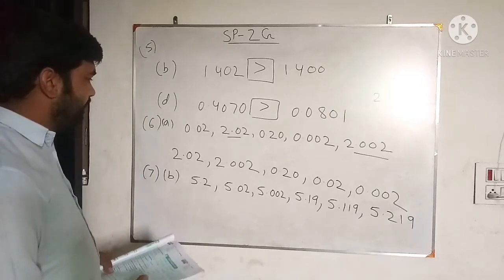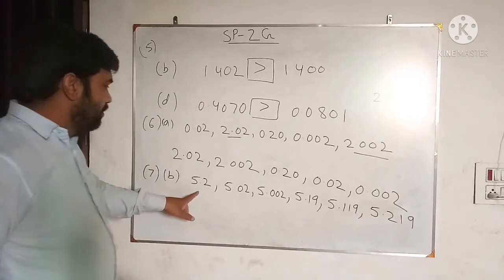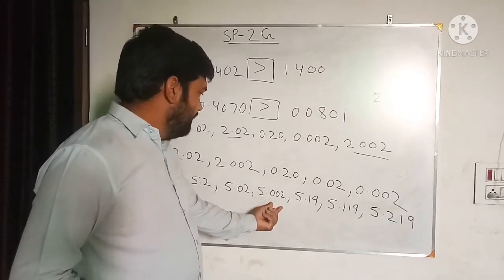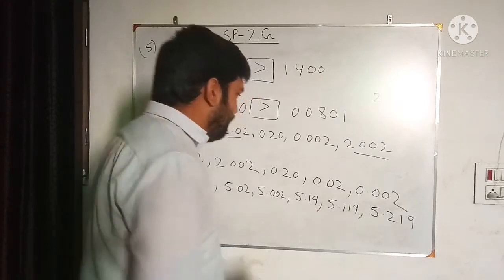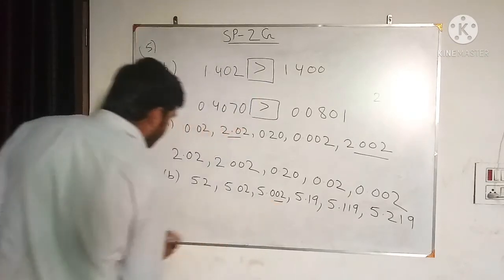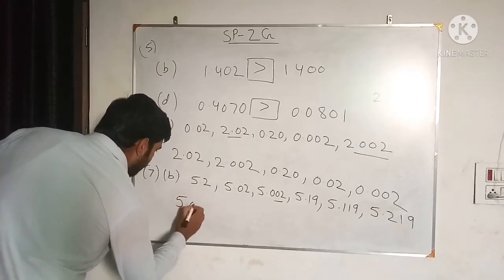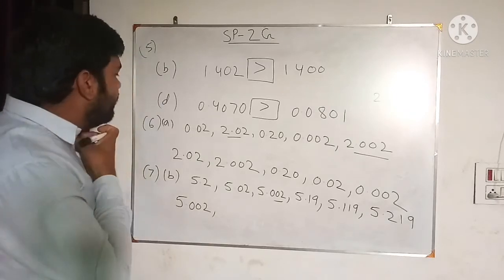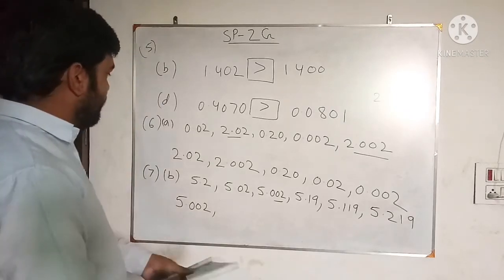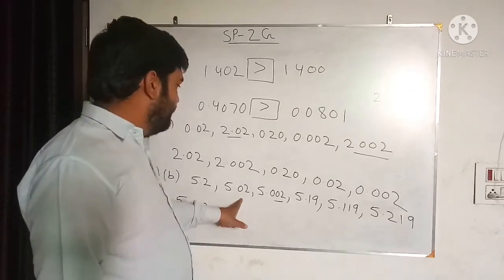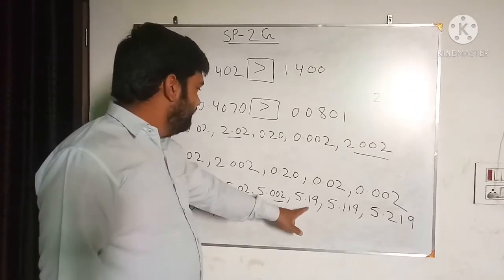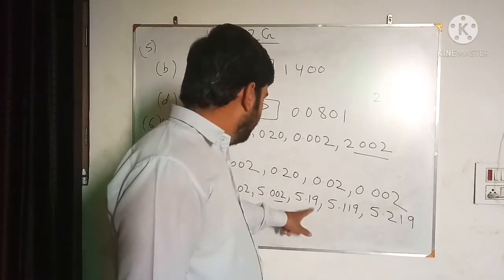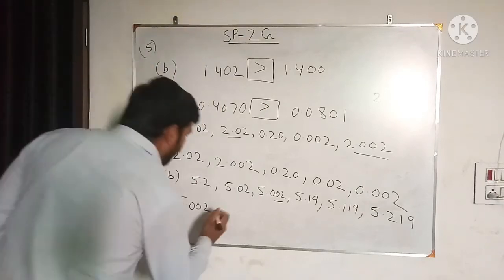So the smallest one you write at first. 5.2, 5.02, 5.002: in 3 decimal places, 5.002 is the smallest. And these are 5.19, 5.119, 5.219. So which is the smallest? 5.002 is the smallest one. After that, what is the next smallest? This is 2, this is 20, this is 20 and this is 19. So 5.19 is smaller.